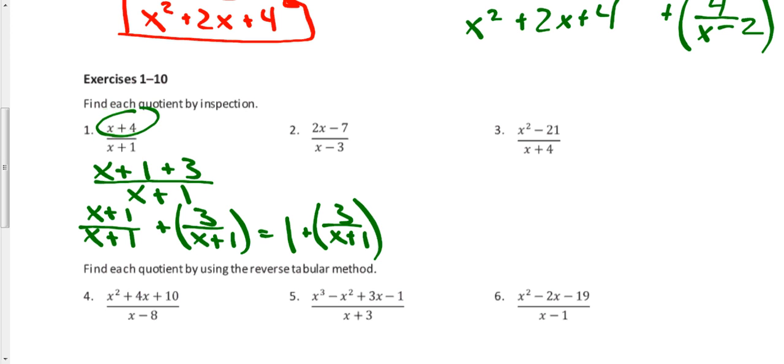So let's do number 2. We're going to skip number 3. We just don't have time to do it. Yeah, we got 10 seconds.